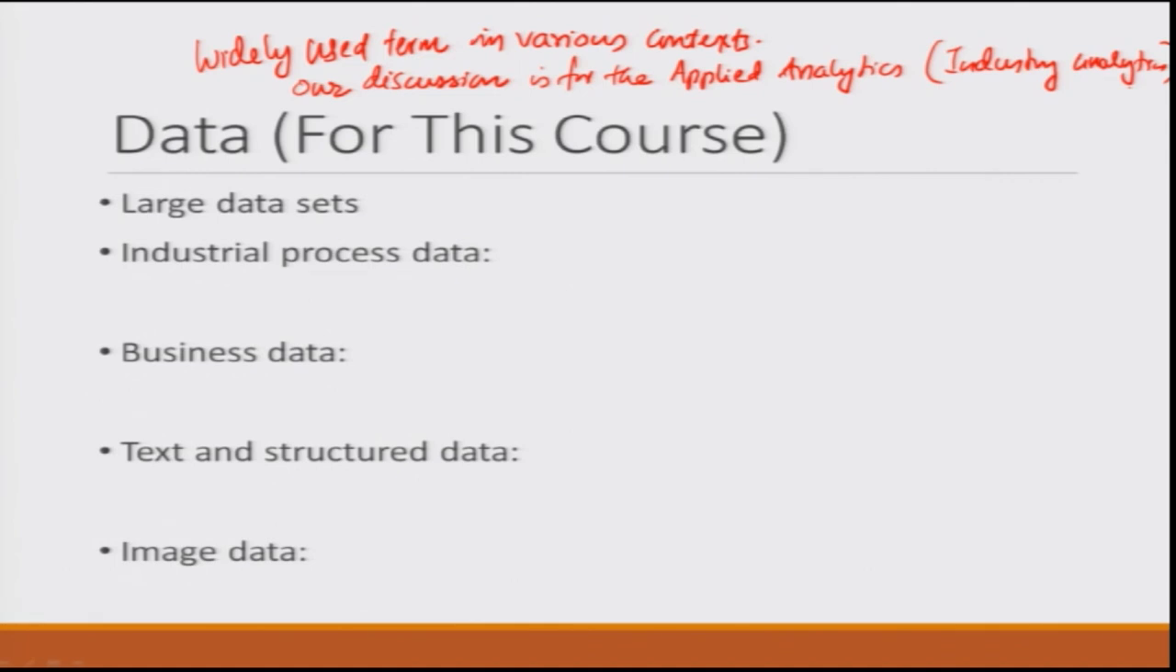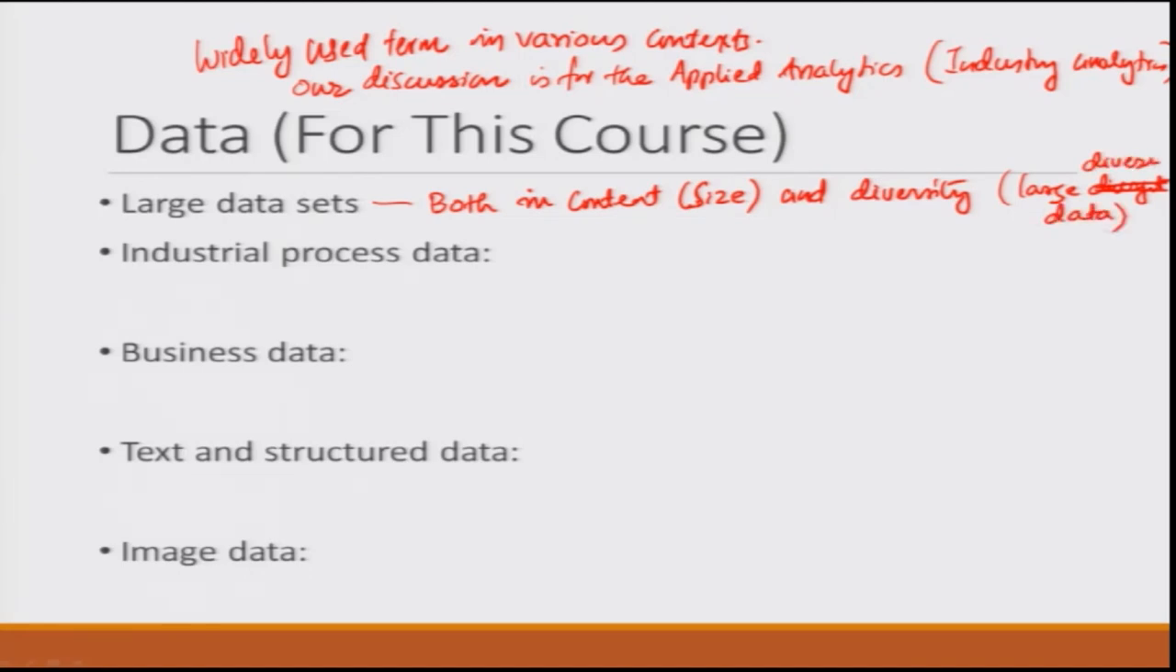For the data of this course, we are predominantly focusing on large data sets, large both in size and diversity. People talk about big data, and we really don't like that term actually. You can rather talk about it as large and diverse data. So a diverse amount of information is available, and there's a large amount of it. Some of the examples of data that we will be dealing with in this class will be industrial process data.